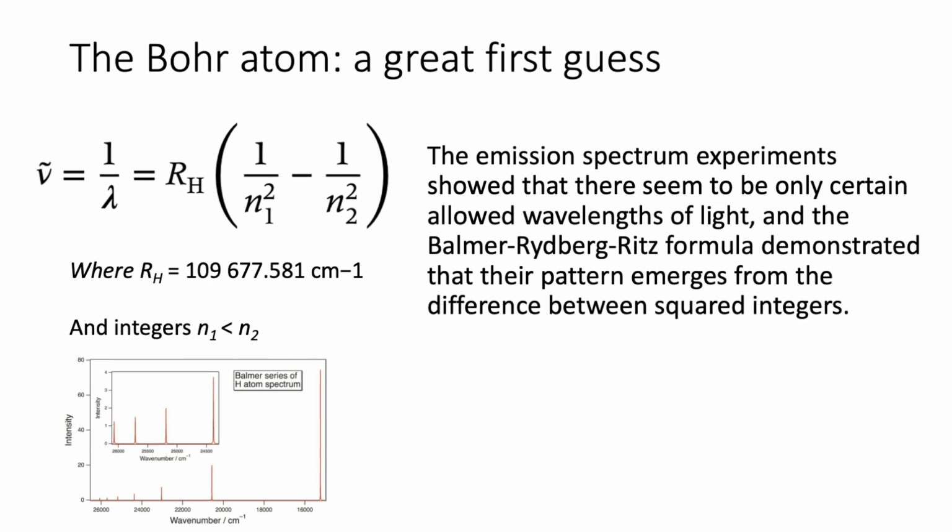And then, of course, that constant there, R sub H, is a scaling constant. This functional form, 1 over n1 squared minus 1 over n2 squared, will give you the correct relative spacing. But for it to fit overall, you have to multiply it by some scaling constant. And that turned out to be 109,667.581 wave number, 1 over centimeters. That's wave number.